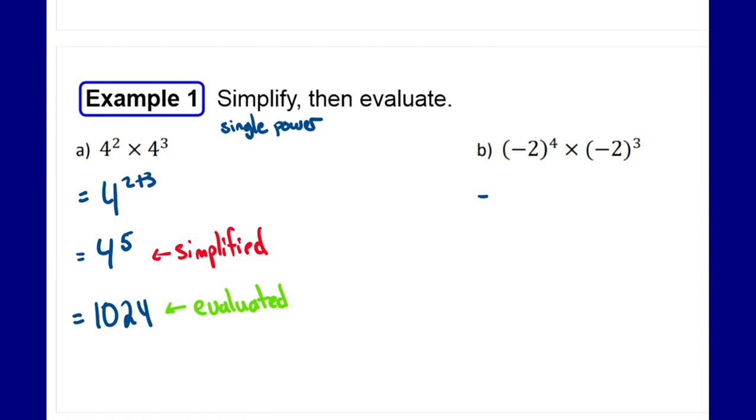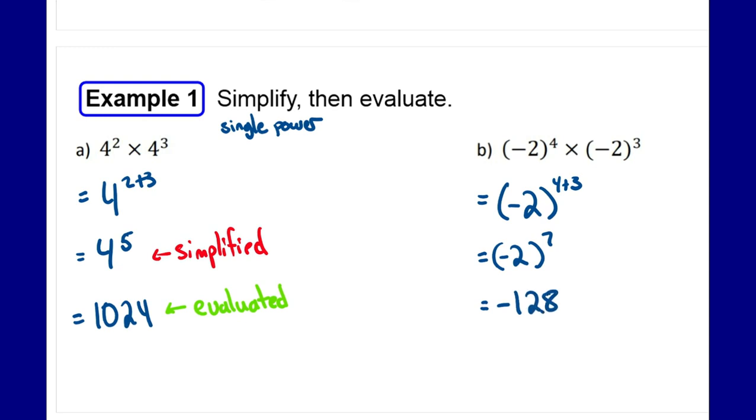For B, same idea. We have a power times a power. The base is the same. So I can rewrite this as negative 2 to the power of 4 plus 3. Again, this step may not be necessary. I'm just showing so you can see how we get to our final answer. So we get negative 2 to the power of 7. Again, this is the simplified form. The evaluated form is, I'm going to actually plug this into my calculator and I get negative 128.